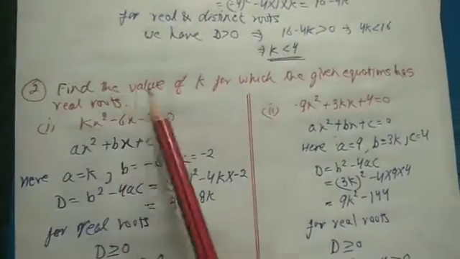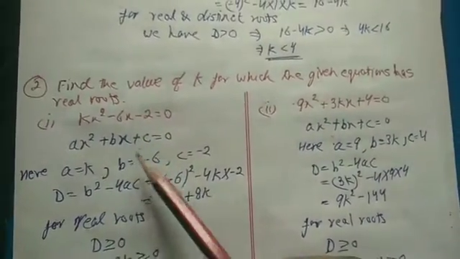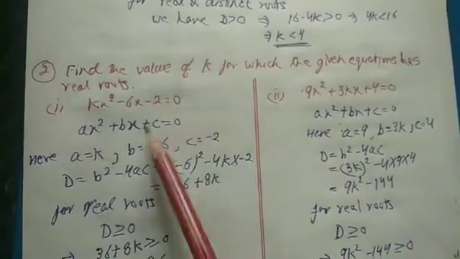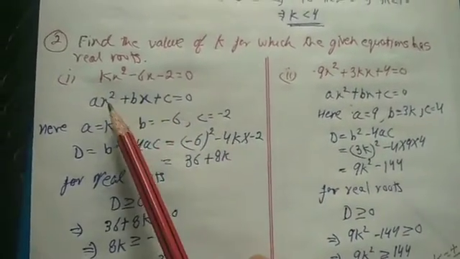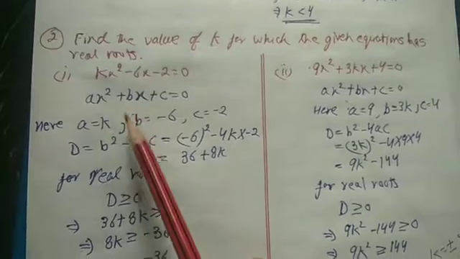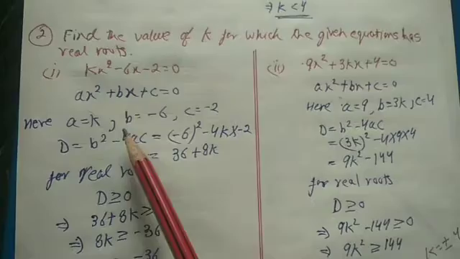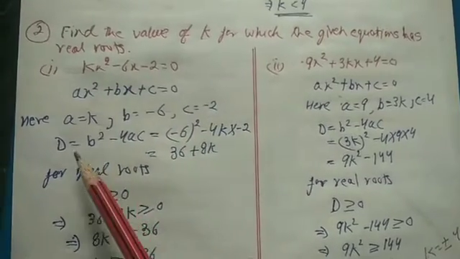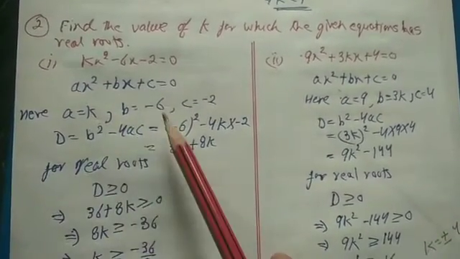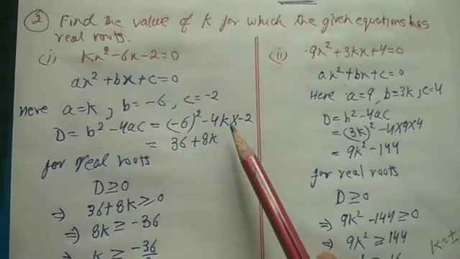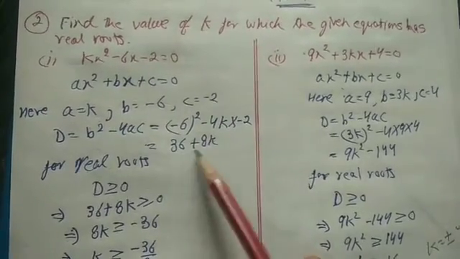Now second: find the value of k for which the given equation has real roots. The condition is the same, so using the same procedure, first we compare this with the standard form ax square plus bx plus c is equal to 0. We have a is equal to k, b is equal to minus 6, c is equal to minus 2. Putting the values, D is equal to b square minus 4ac, so we have minus 6 square minus 4k into minus 2, which is equal to 36 plus 8k.